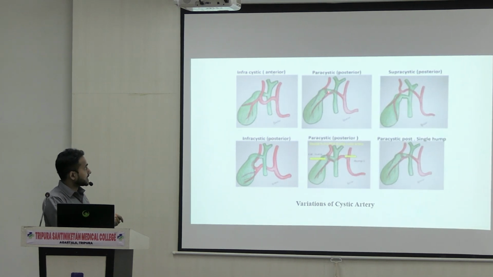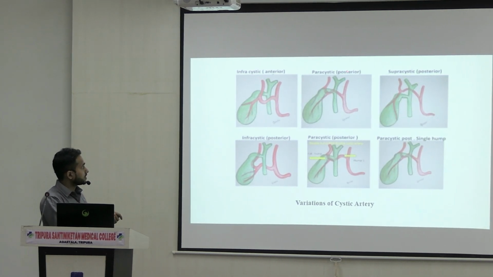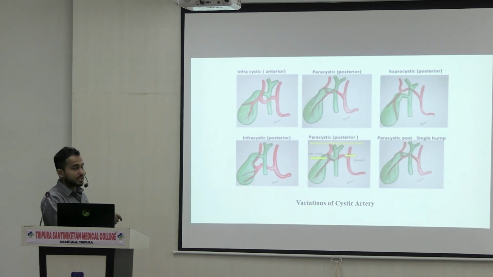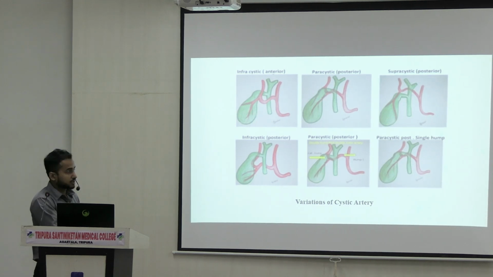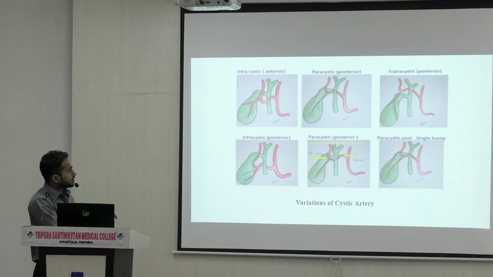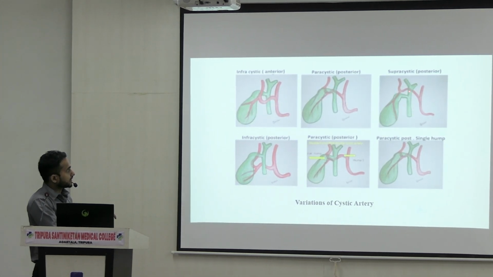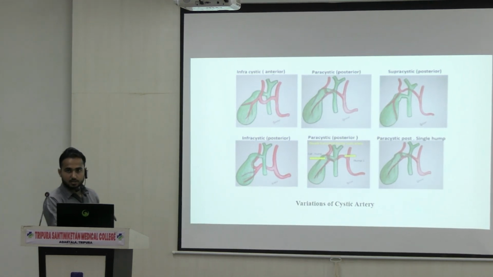Now here this is paracystic, that also posteriorly. Here it was anteriorly. Now here it is posteriorly, meaning posterior to the common hepatic duct. Next, here you can see the common hepatic duct. Right and left hepatic duct will join the common hepatic duct. So it is supracystic, meaning above the cystic duct.